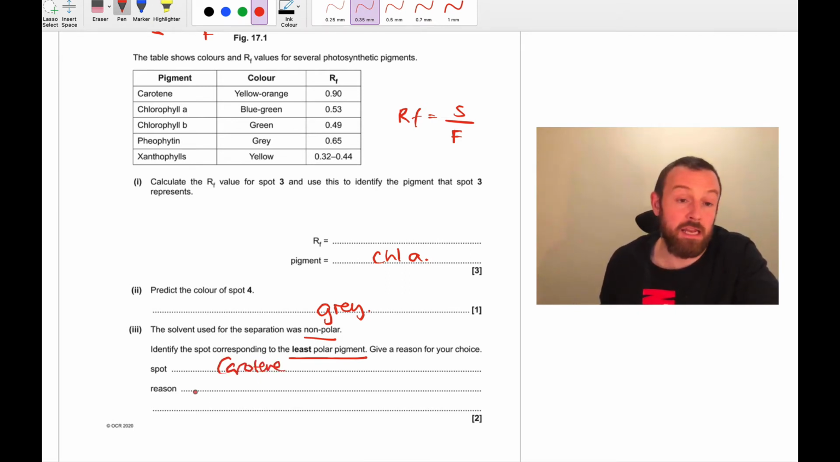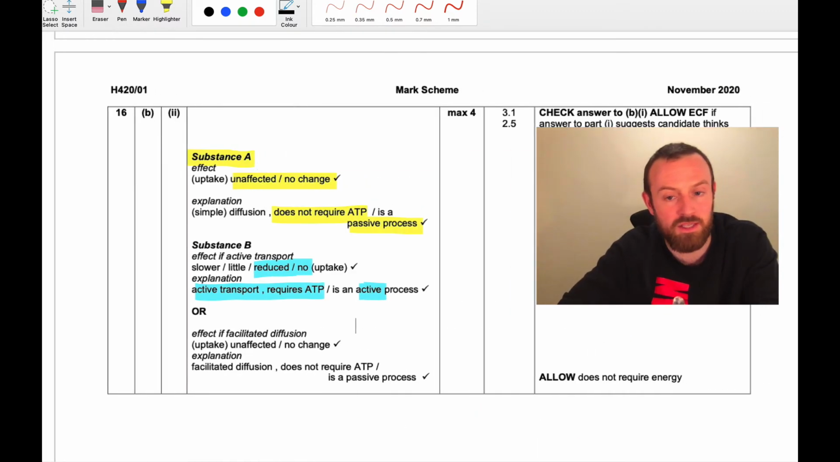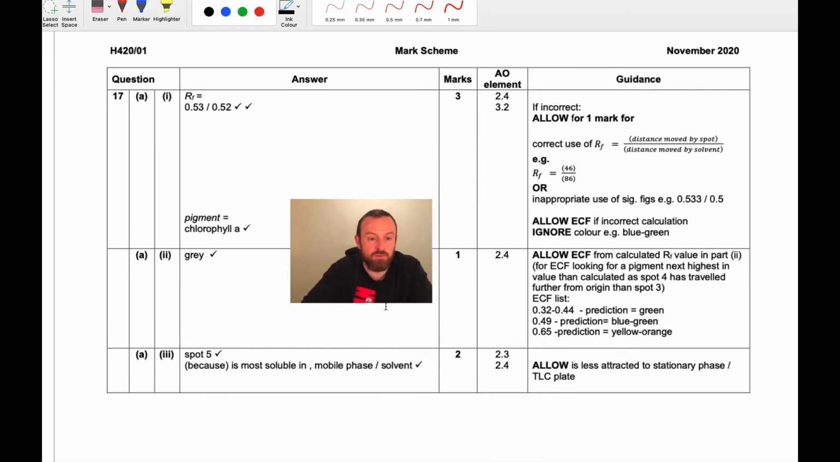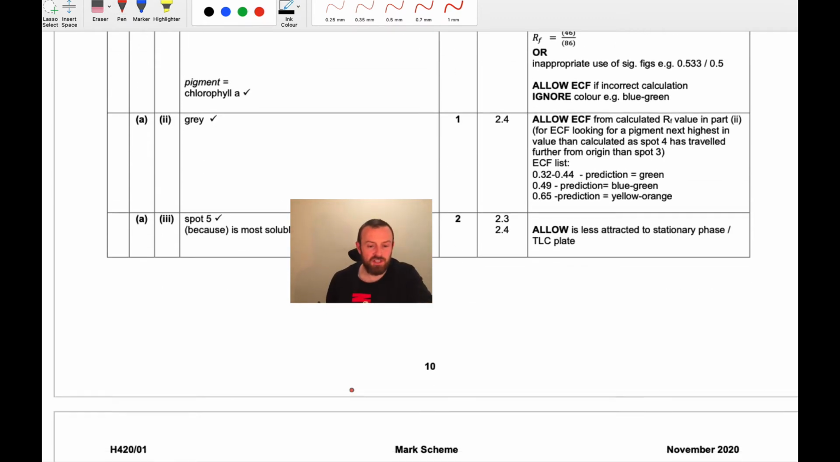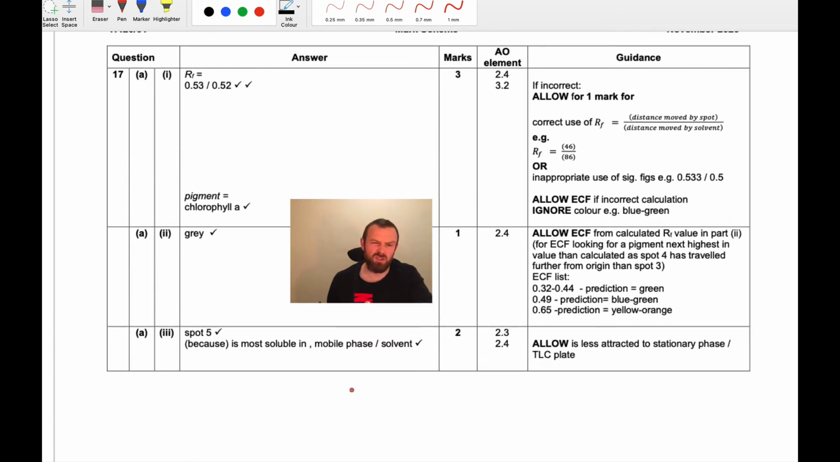And you don't just say it likes the solvent, because it is very soluble in the solvent. Okay, soluble or highly soluble in the solvent. There's my short answer, but if I was writing it in full, I'd write something like we would find in the mark scheme, which is right here. Skip that one, we did that one already. Okay, so we were just looking at this question, spot 5, because it's most soluble in the mobile phase or most soluble in the solvent. Would I get the mark if I just said it's very soluble in the solvent? I don't know, I hope so, maybe not. Most soluble in the solvent, great.